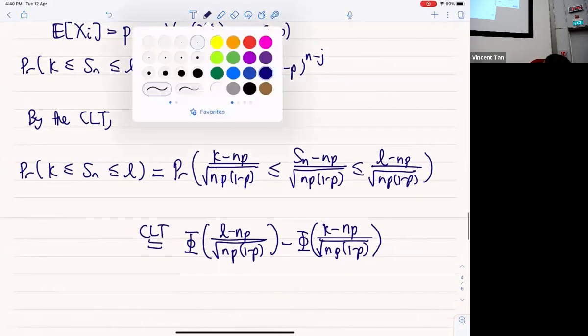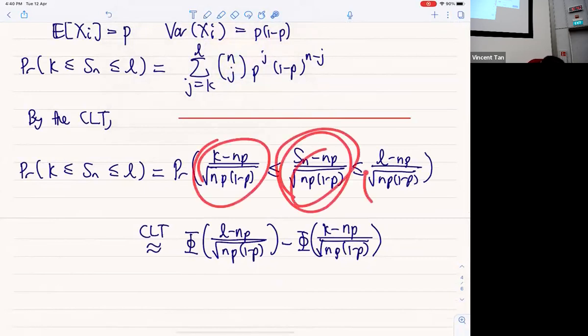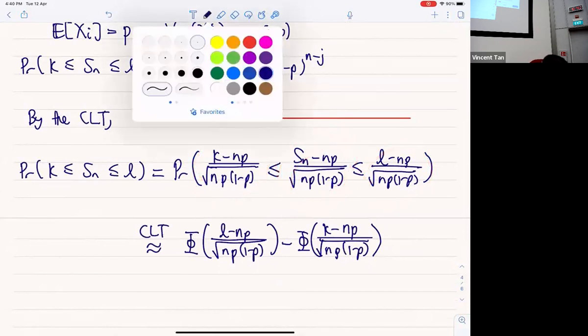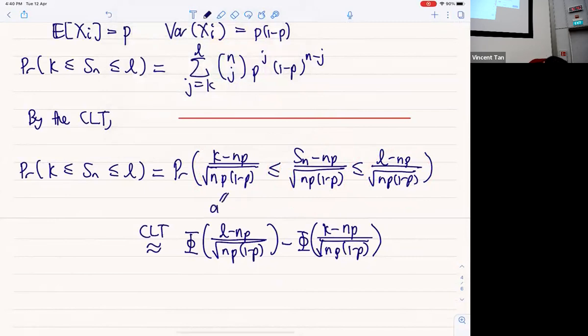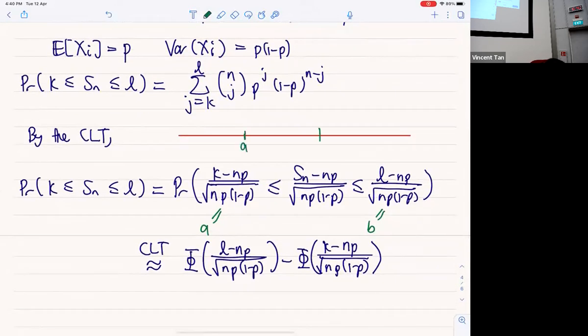So why is that the case? This should be an approximation by the central limit theorem. We're interested in this random variable being sandwiched between this and that. Let's say the left-hand side is called A, and the right-hand side is called B. So A is here, B is here.